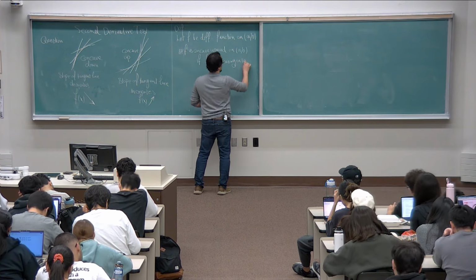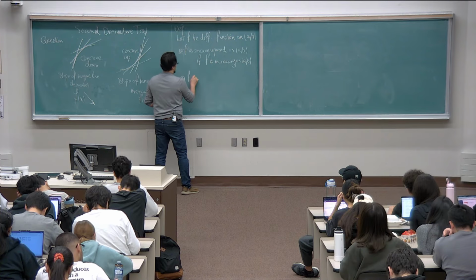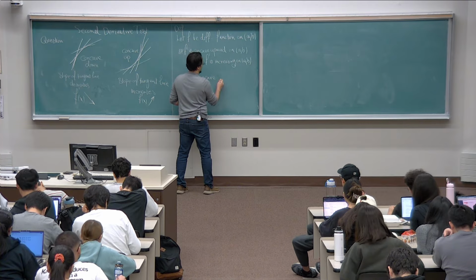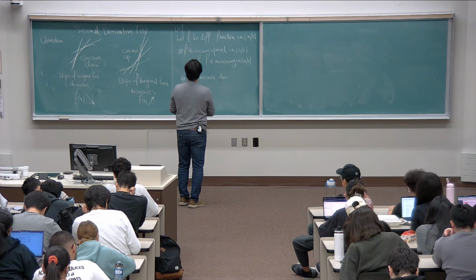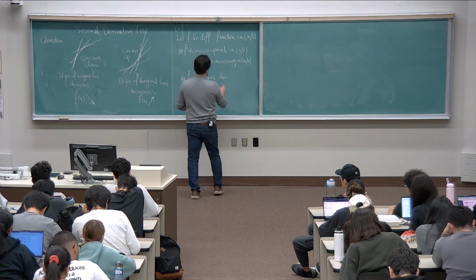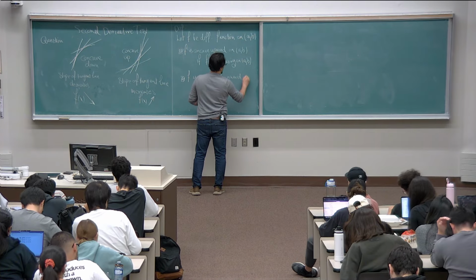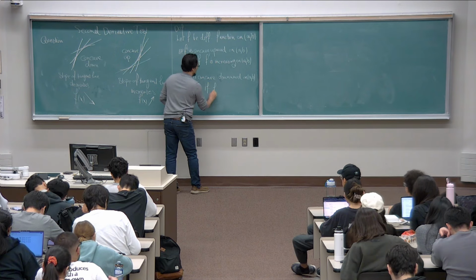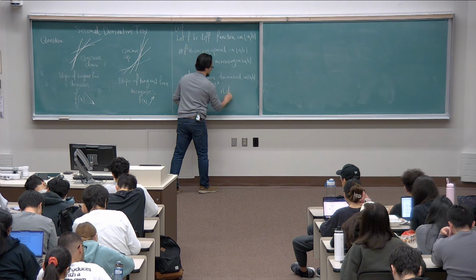on AB, f is concave upward. And f is concave downward on AB if f prime is decreasing.